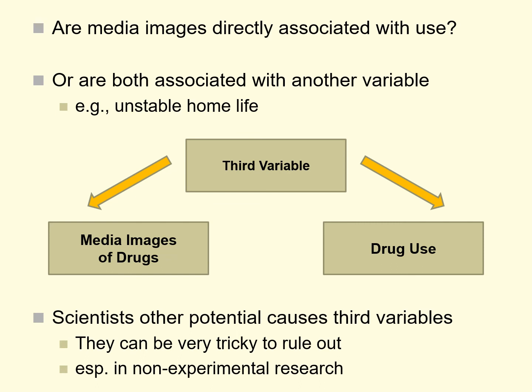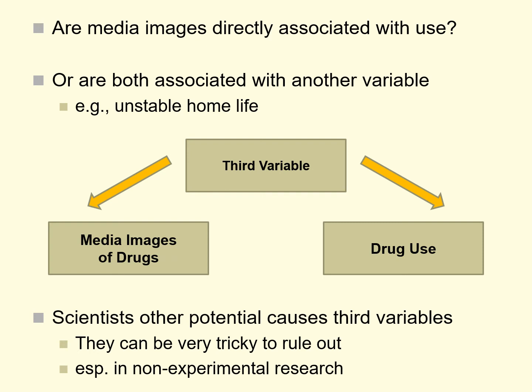I'm highlighting this possibility because it's an example of something that comes up a lot in science. Scientists call these other potential causes, like in this case, unstable home life, which I'm kind of tossing out there as a possibility, third variables, variables which could account for an apparent relationship between your primary variables. Our primary variables are media images of drug use and actual drug use. Do media images of drug use lead to or cause actual drug use?